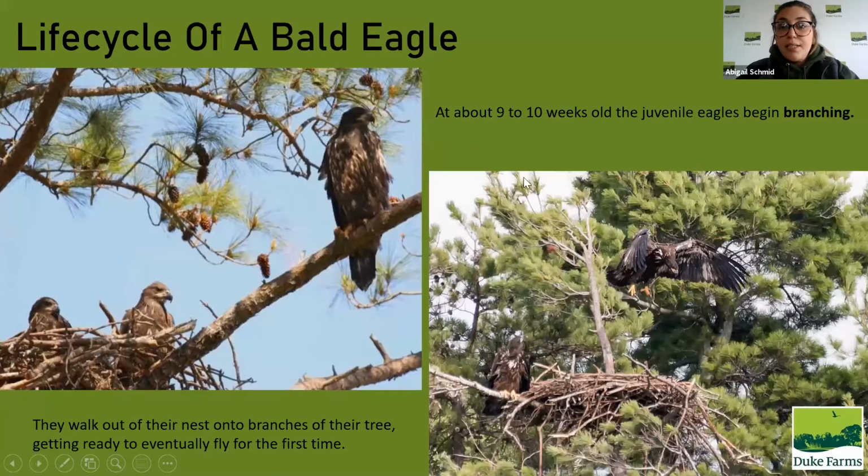Now, at about 9 to 10 weeks old, we get to see something really cool. These juvenile bald eagles start doing something that we call branching. Branching is basically these nestlings walking out onto the branches of their home tree and testing the waters to understand what it would be like to fly. They're getting ready to leave the nest, not for good, because they are still going to hang out at the nest. They're not just going to fly away one time and then be gone, but they're going to fly away for the first time.